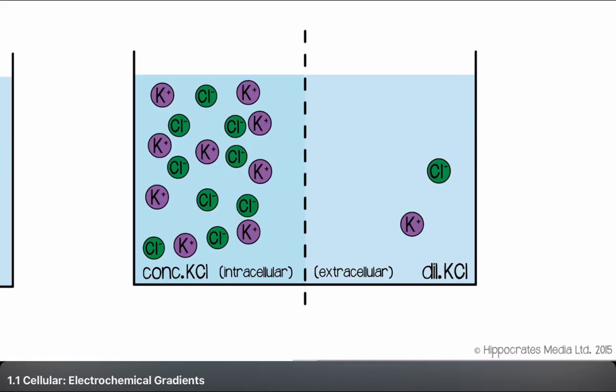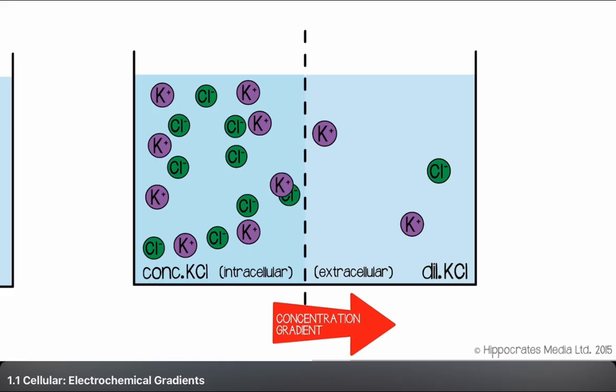What's going to happen? Well, we have a concentration gradient for potassium and for chloride, but chloride can't cross the membrane, so it's stuck where it is. Potassium can cross the membrane, and because there's a concentration gradient from left to right, some potassium will move into the right-hand compartment. So the concentration gradient drives potassium into the right-hand side.